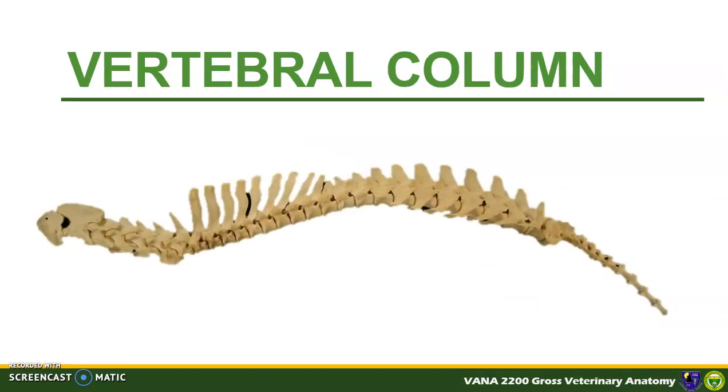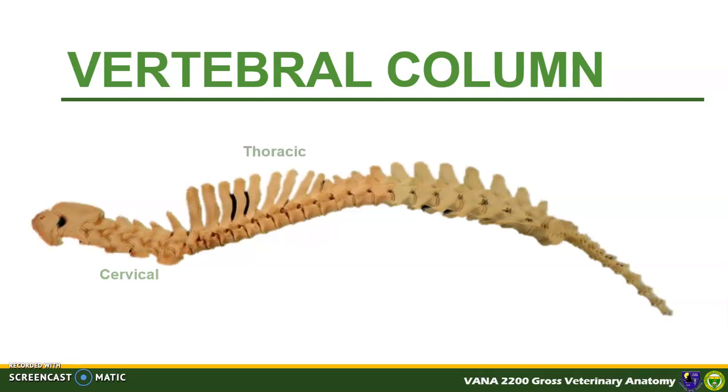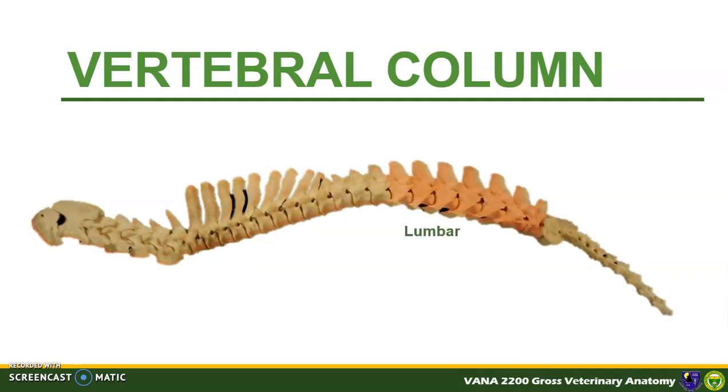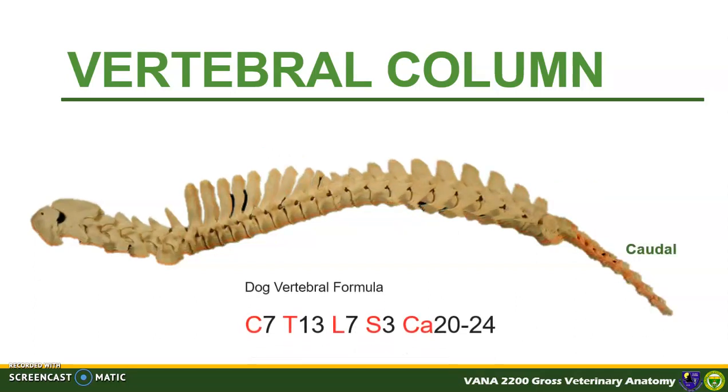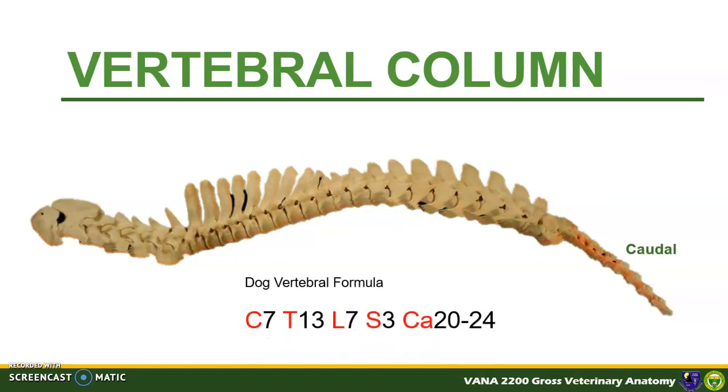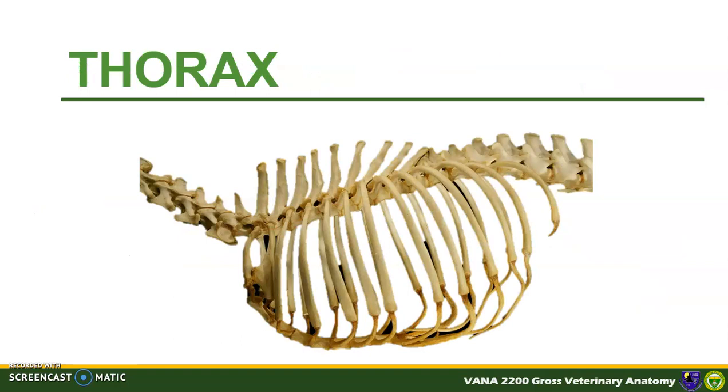Again, here are the segments of the vertebral column: cervical, thoracic, lumbar, sacral, and caudal vertebrae. Take note that in writing the vertebral formula, it must be written in chronological order. After finishing the bones of the vertebral column, let us now discuss the bones of the thorax.